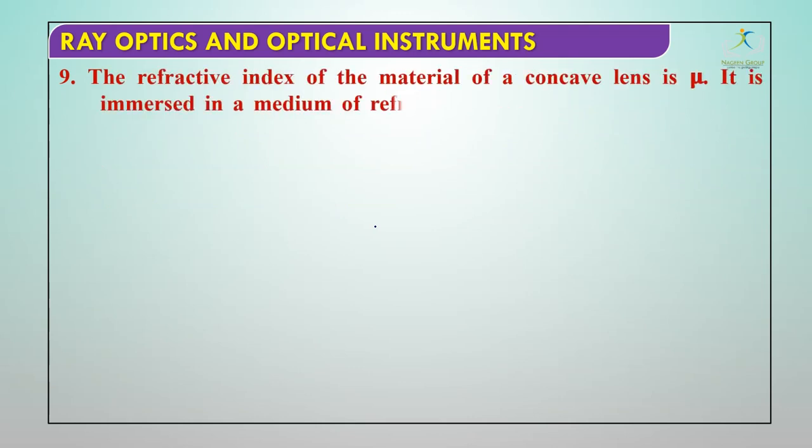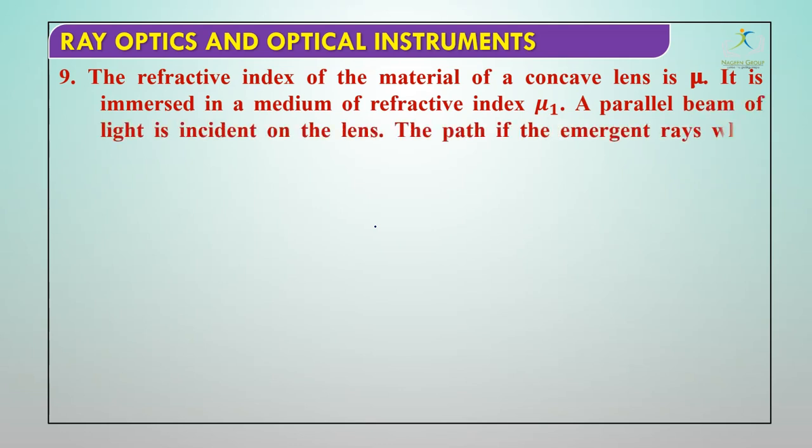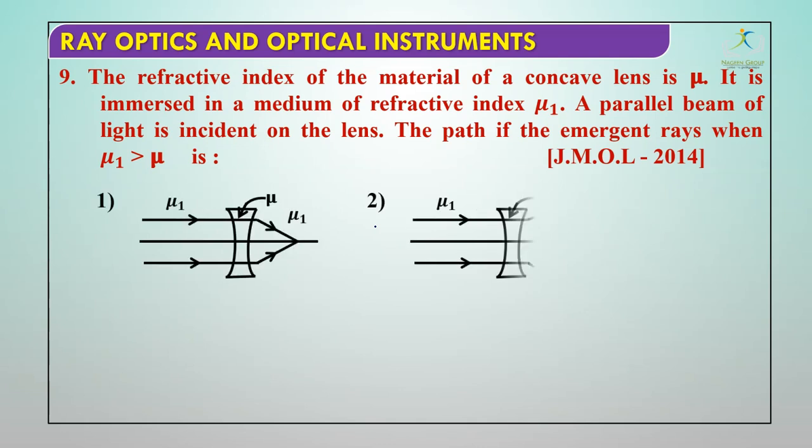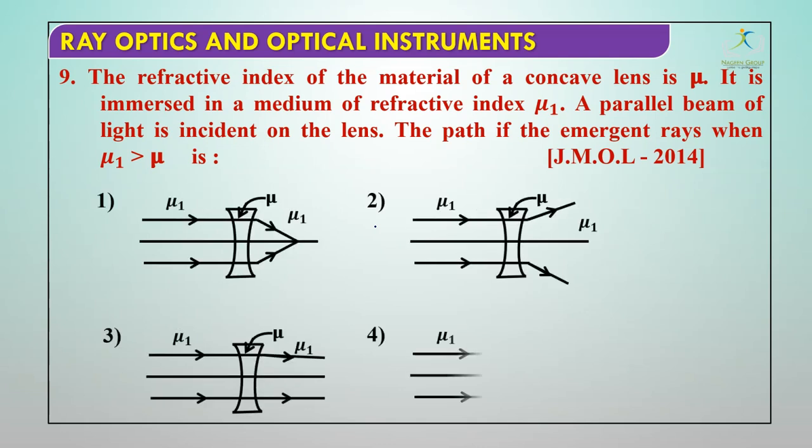Next question we have: the refractive index of the material of a concave lens is mu. It is immersed in a medium of refractive index mu1. A parallel beam of light is incident on the lens. The path of emergence when mu1 is greater than mu is... These are the diagrams which we have been given.